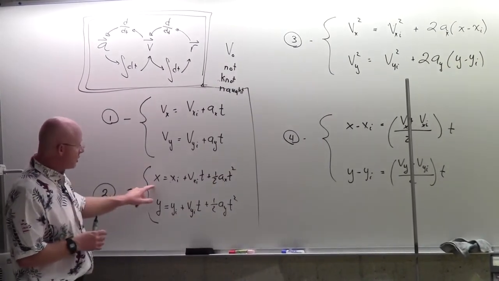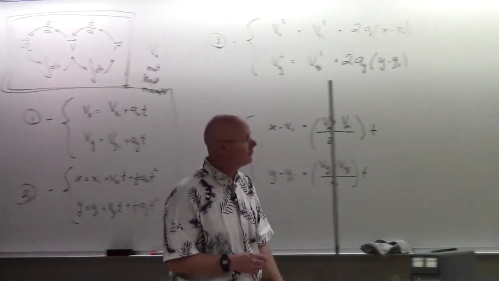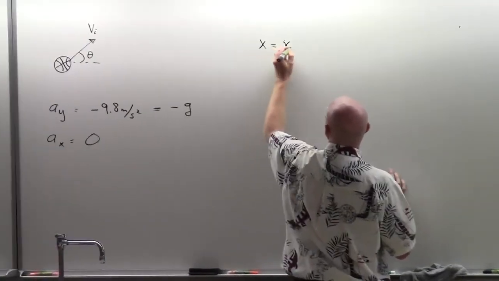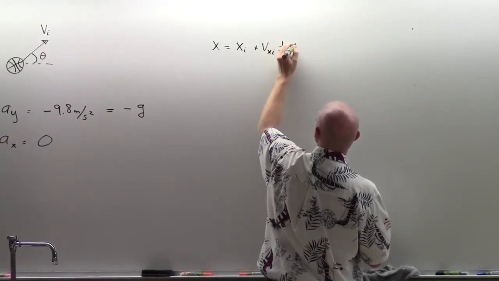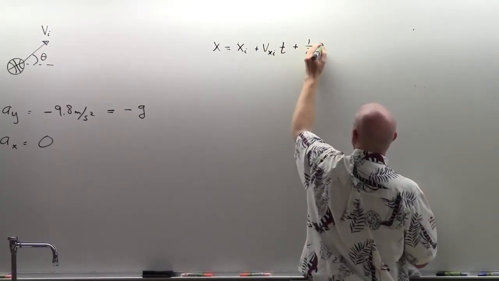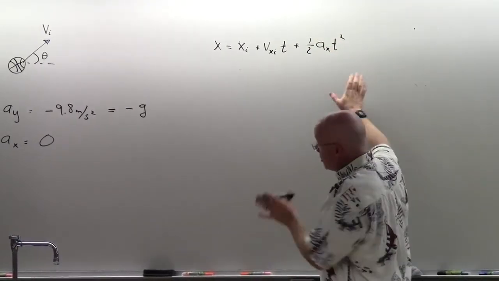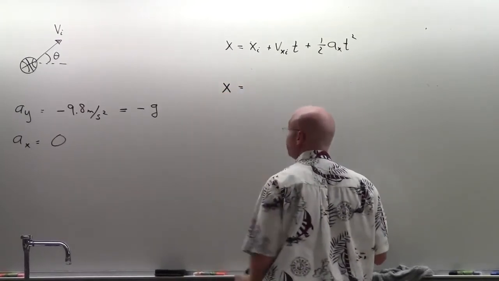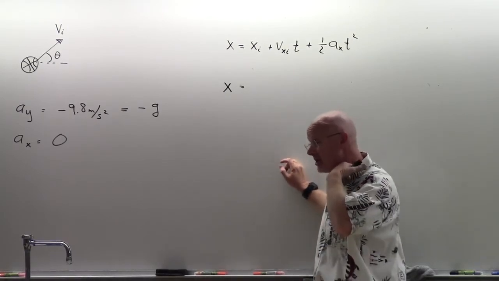Let's write out the equation for where this basketball would be in the x direction. I'll start off with x equals initial x plus initial velocity in the x direction times time plus 1/2 acceleration in the x direction times t squared. That's the general equation that should be applied to this, and so let's apply it. Maybe I'll start with the first one, initial position. What is initial position?